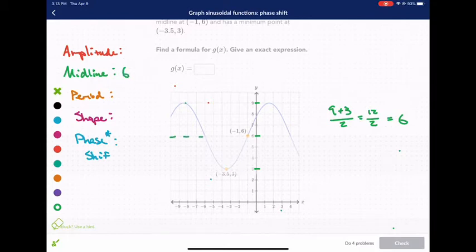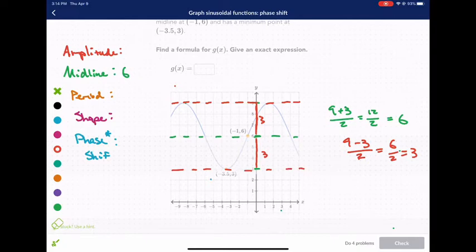The amplitude is going to be how high you have to go from the midline to get to the maximum or the minimum. And there's another calculation to do that. You can subtract the max and the min. 9 minus 3 divided by 2, you get 3, is that amplitude. So that's the distance from the midline to the maximum, and also the distance from the midline to the minimum is 3. That's the amplitude. All right, so that's the boundary for my graph. It's the highest and the lowest it'll go.